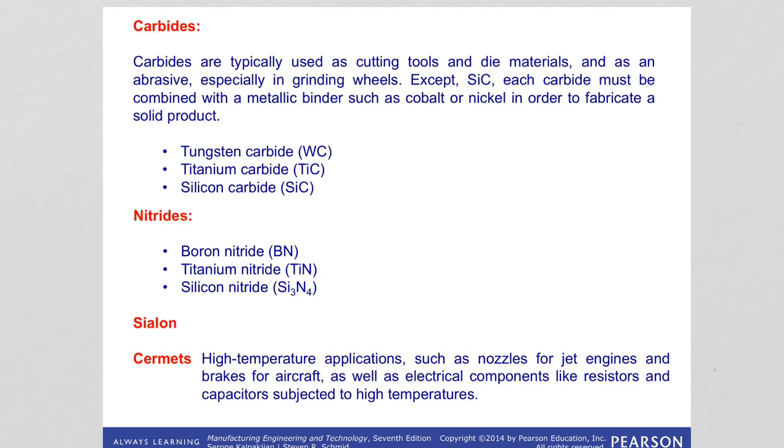So tungsten carbide has good hardness, strength, and wear resistance. Titanium carbide also has the same properties, but is not as tough as tungsten carbide. And silicon carbide, again, has high resistance to wear, thermal shock, and corrosion. It has a low friction coefficient, and it can retain its strength at high temperatures. Therefore, it is used in high temperature applications such as combustion and jet engines.